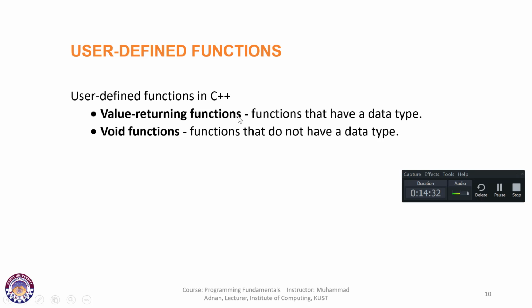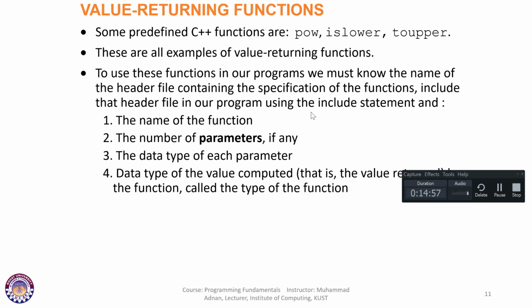So a value returning function will return some value to you. For example, if you have an integer function add 5 and 5, because the return type is integer, it will return whatever is the addition of 5 plus 5, so it will return the value 10. And we have void functions. A void function just executes some statements and does not return anything. Okay, so let us first discuss value returning functions.